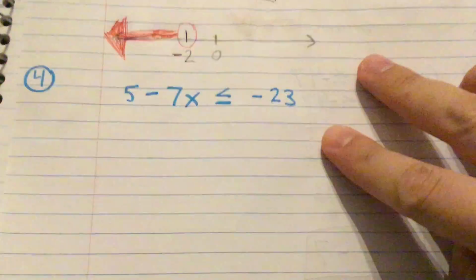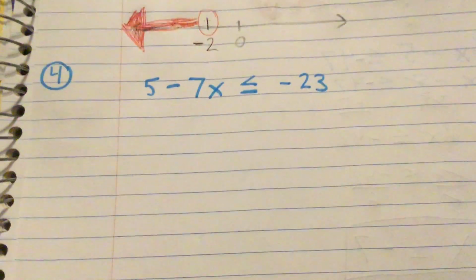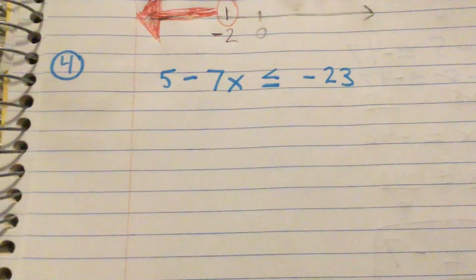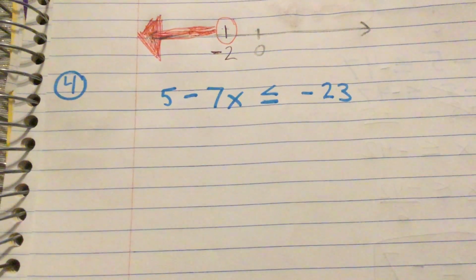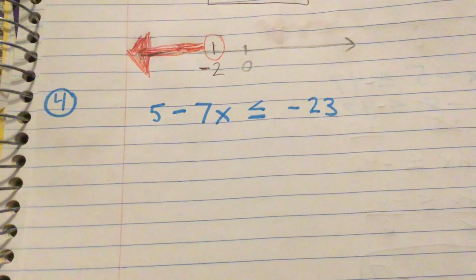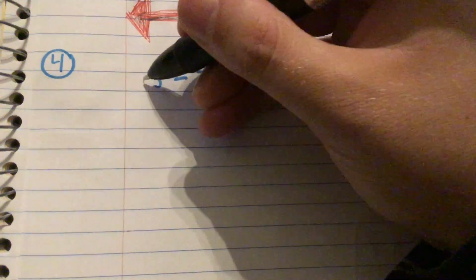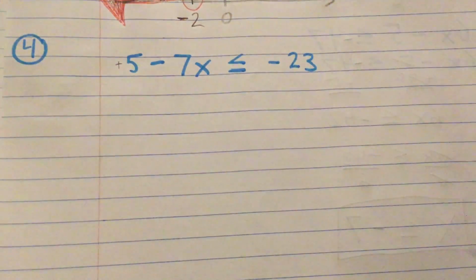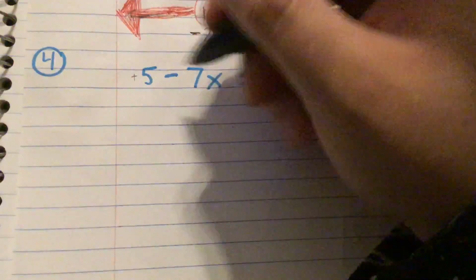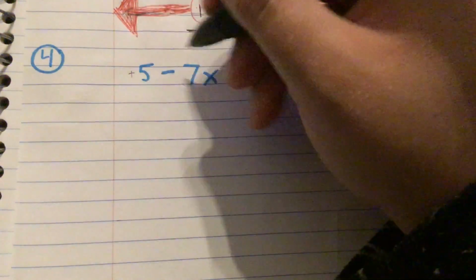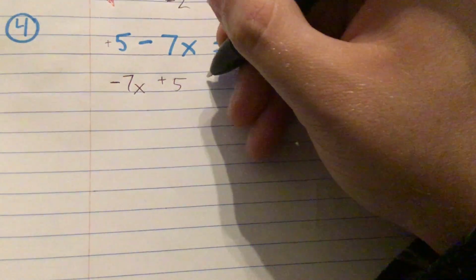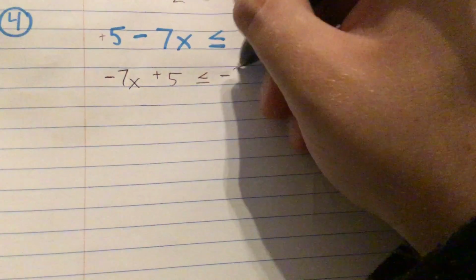Now, moving on to number 4. Once again, 5 minus 7x is less than or equal to negative 23. So I'm going to look at this problem and go, okay, well, there's no symbol in front, so I'm going to put a tiny little positive sign right there. So I'm going to keep the signs the same, just switch them. Keep the symbol: negative 7x plus 5 is less than or equal to negative 23.